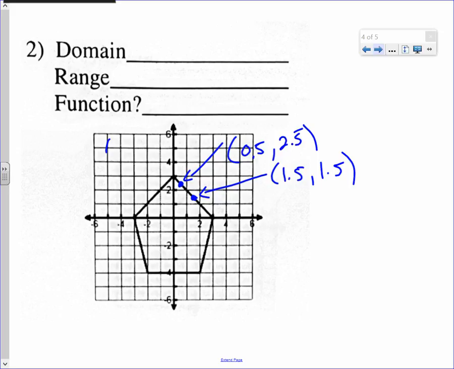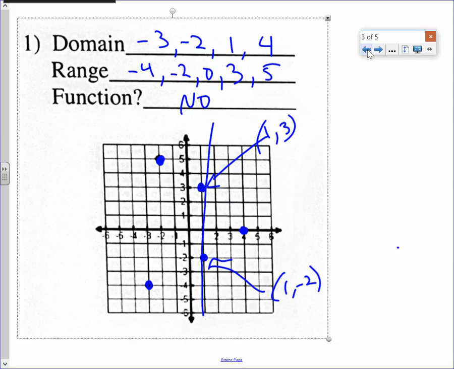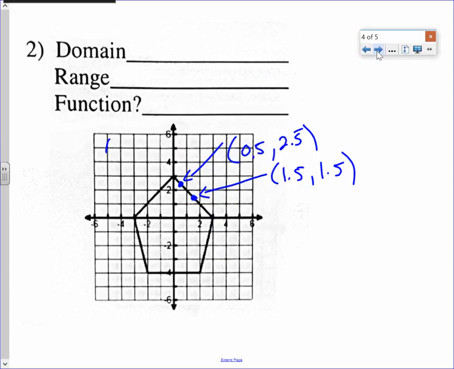I'm hoping you guys see the problem now. How the heck are we going to state the domain, and how are we going to state the range when there's a bunch of numbers in between a bunch of numbers, as opposed to right here? That was easy. That was cakewalk. Any ideas?